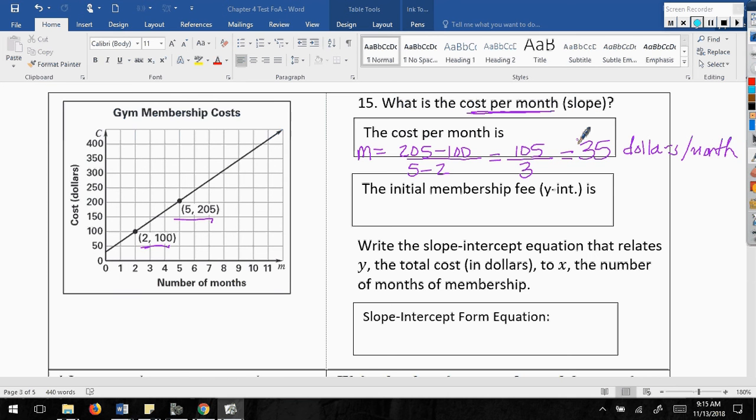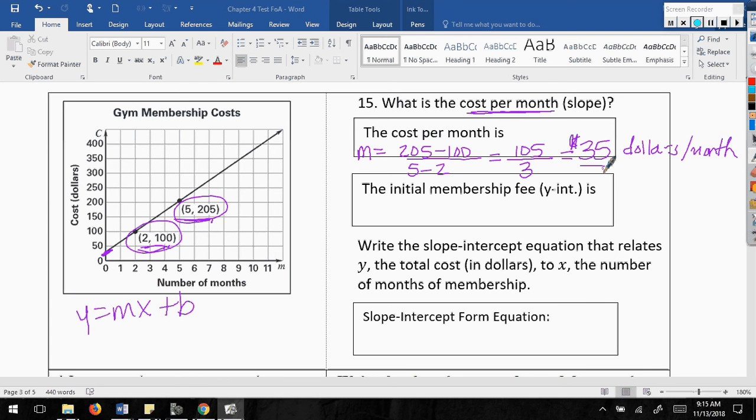Okay? So that's your slope in the line. The initial membership fee, which is the y-intercept, right? So to find the y-intercept, we can look at the equation and guesstimate it, or what we can do, which is more accurate, is use these 2 points to find it. We're going to use y equals mx plus b.